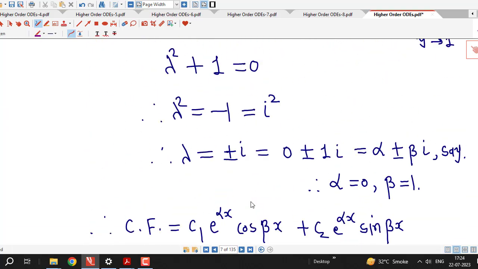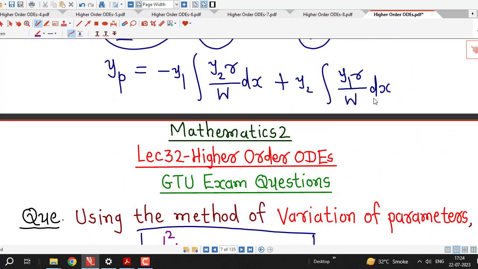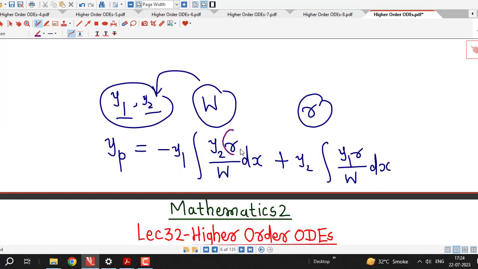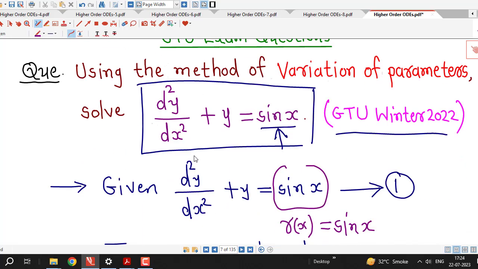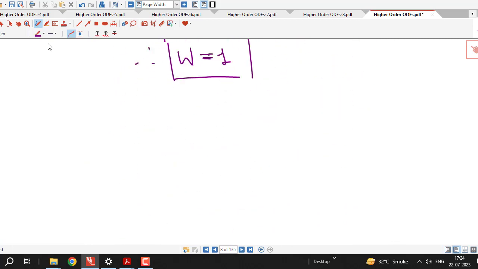Now once we have obtained Wronskian, we have to see what is right hand side in given equation. Right hand side is sin x, so that we denote by r of x. It is a function of x, so we take r(x) equal to sin x. So we have all these things required in this formula: Wronskian, right hand side, y1 and y2. So finally we have to plug in all these values in that formula. So now we can find out particular integral or particular solution.